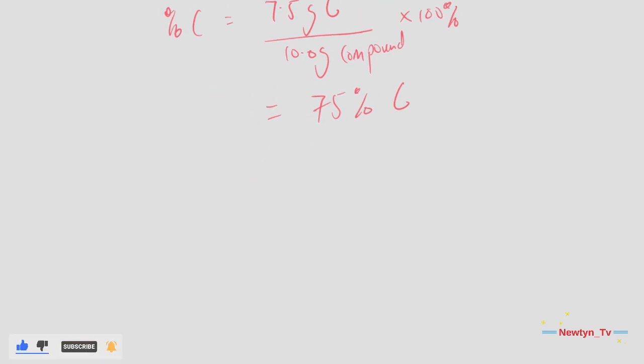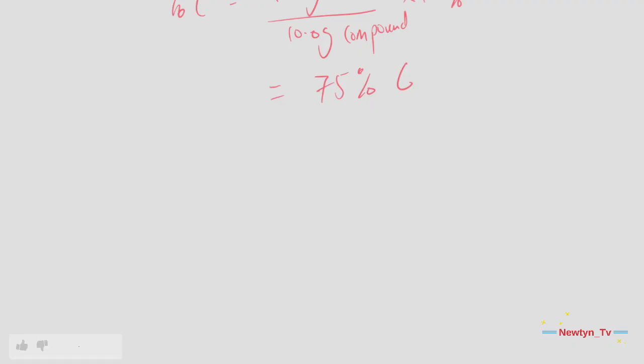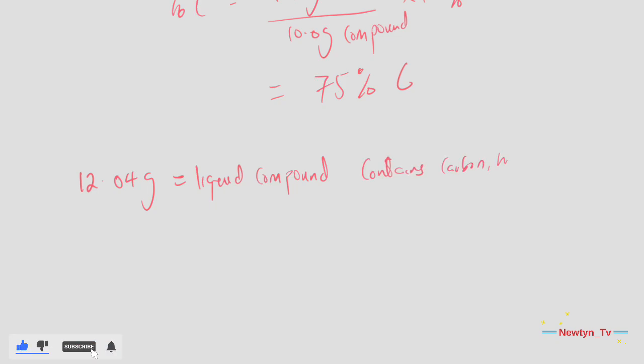Now, let's look at another example. In this example, we have a total mass of 12.04 grams of a sample of a liquid compound. Now, this liquid compound contains carbon, hydrogen, and nitrogen.